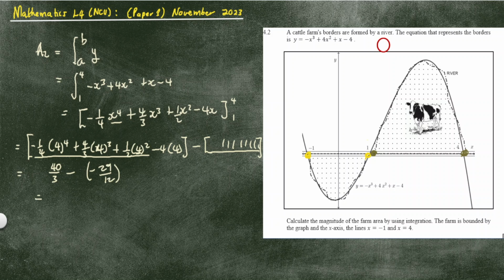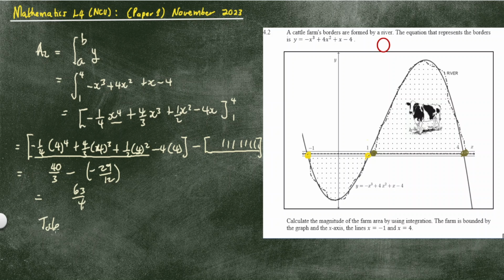So the final answer is 40/3 plus 29/12. So the answer is going to be 63/4. This is area number 2.